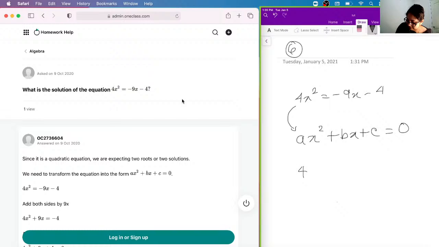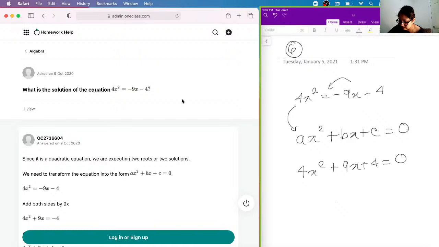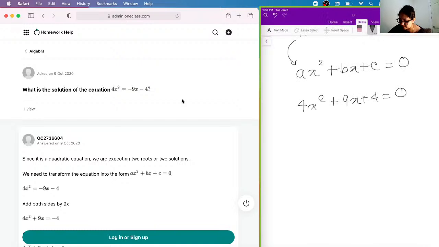So we get 4x squared plus 9x plus 4 is equal to 0. I moved everything to that side because it would be easier not to deal with negatives. Now this is basically a common factoring question, but we first have to see if we can factor this out using the simple factoring method. To do that, we first have to find two numbers that multiply into 16 and add to 9.